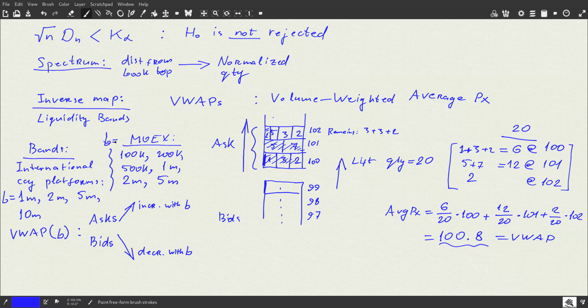Now, if we have those values for B, we compute VWAP as a function of B. Is it already a quantity we would like to use, like we used for spectrum? You realize that it is the inverse thing compared to spectrum. Well, not exactly. We need to normalize VWAP.